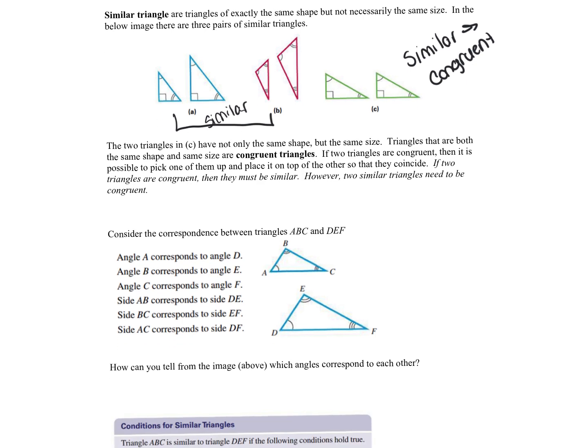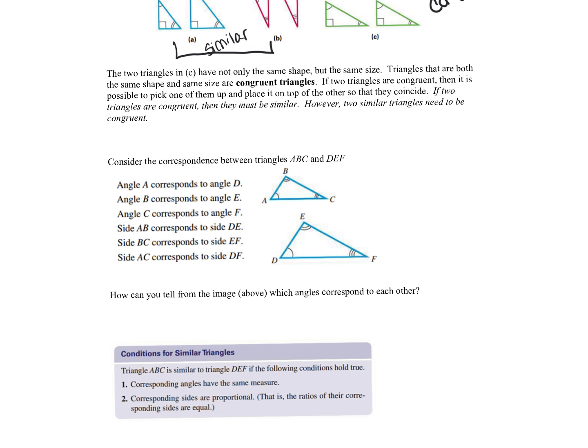In the next picture, it walks through what corresponds to what. So in these pictures, two lines here and two lines here mean that B and E correspond. One angle line here and one angle line here correspond, so A and D correspond. That means that this side, DE, corresponds to AB. Angle C corresponds to angle F. So that means that EF corresponds to BC, and DF corresponds to AC.